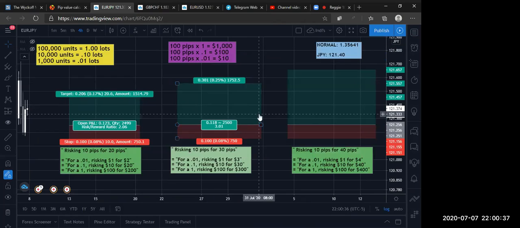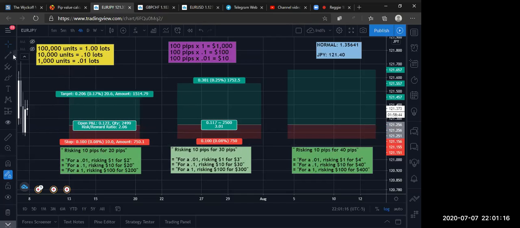Now these boxes down here are your risk to reward ratio boxes. Over here to the left, this one says 10 for 20. In this scenario, you'd be risking 10 points for 20 points. If you do that at a 0.01, you'll be risking $1 for $2. If you do that at a 0.1, you're risking $10 for $20. On a standard lot, you'll be risking $100 for $200. You can see they go by ratios pretty much.